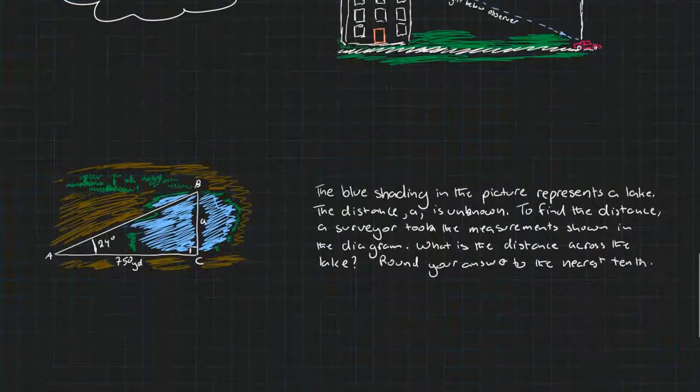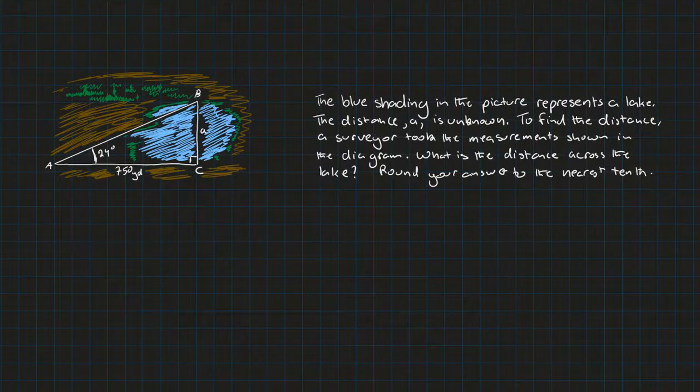So what do we got over here? So we have the blue shading in the picture over here represents a lake. The distance A is unknown. So it looks like we're finding out what the distance is going to be for the lake. To find the distance, a surveyor took the measurements shown in the diagram. What is the distance across the lake? Round your answer to the nearest 10th.